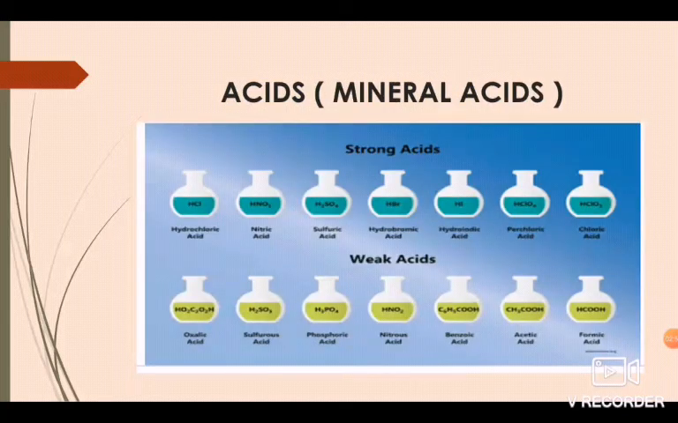The next slide shows you some common mineral acids. These are the ones which we use in the laboratories. You can see the symbol and the corresponding name down. The most common strong acids are hydrochloric acid, nitric acid, sulfuric acid, and so on. Some of the weak acids are oxalic acid, phosphoric acid, nitrous acid, and benzoic acid.